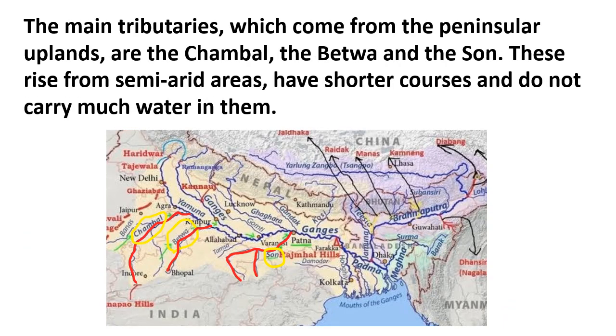The main tributaries which come from the peninsular uplands are the Chambal, the Betwa, and the Son. These rise from the semi-arid areas, have shorter courses, and do not carry much water in them.